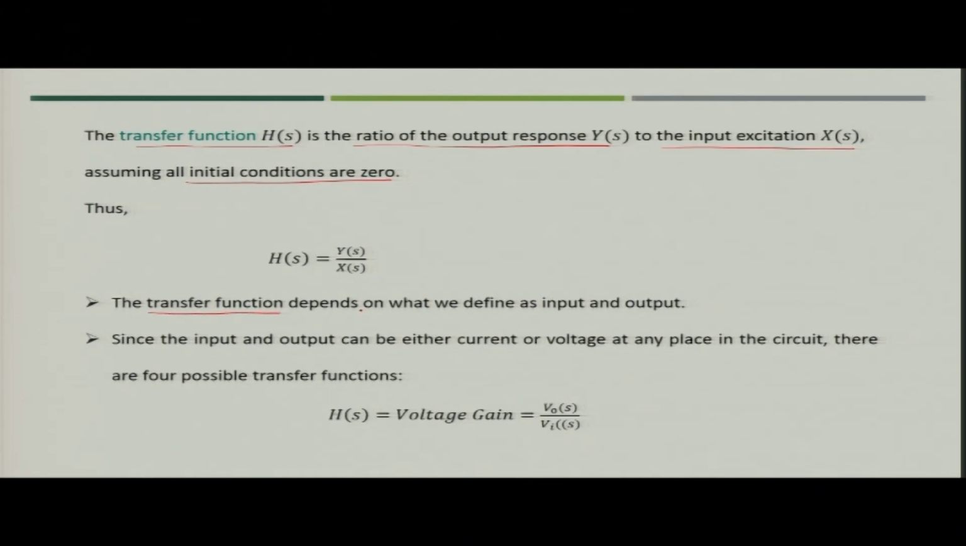So, the transfer function depends on what we define as input and output. Now, since the input and output can be either current or voltage at any place in the circuit, we can have 4 possibilities in case of the transfer function. First is H(s) in terms of voltage gain, where you correlate the output voltage, that is the output response of the circuit in terms of voltage, divided by the input excitation given in the form of voltage.